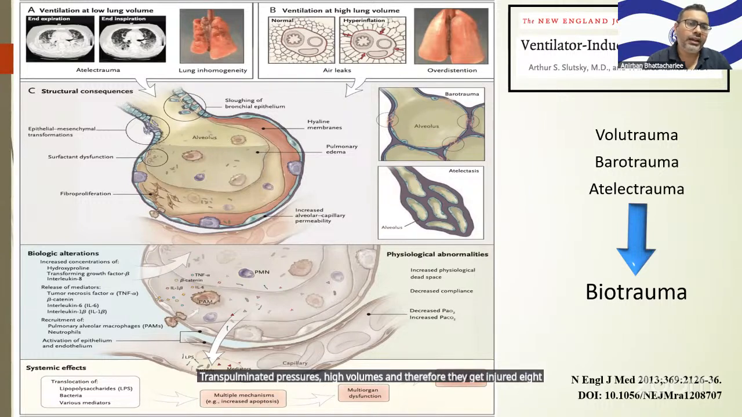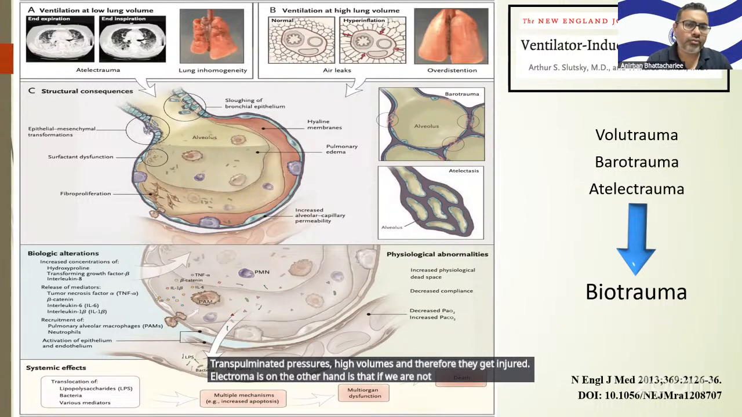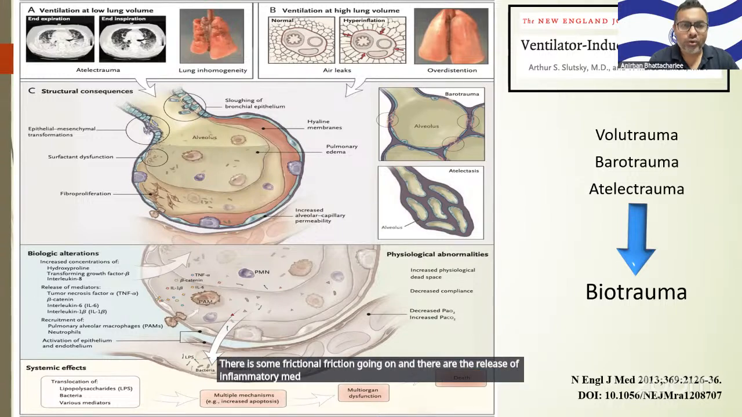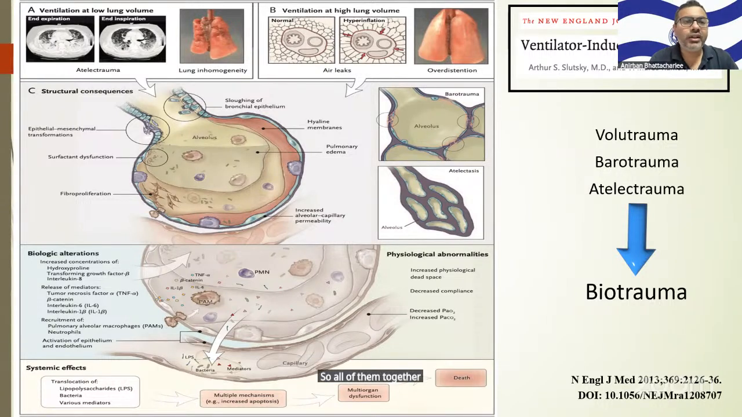Atelectrauma, on the other hand, is when we are not ventilating these patients well with optimal PEEP, so they tend to undergo cyclical opening and collapse with each respiratory cycle. As they open and close, there is some friction going on, and there is a release of inflammatory mediators because of cyclical opening and closing of those alveoli. So this is what we know as atelectrauma. There are bits of volutrauma going on in one part of the lungs, whereas atelectrauma in another part, because ARDS is a heterogeneous condition. All of them together contribute to ventilation-induced lung injury.